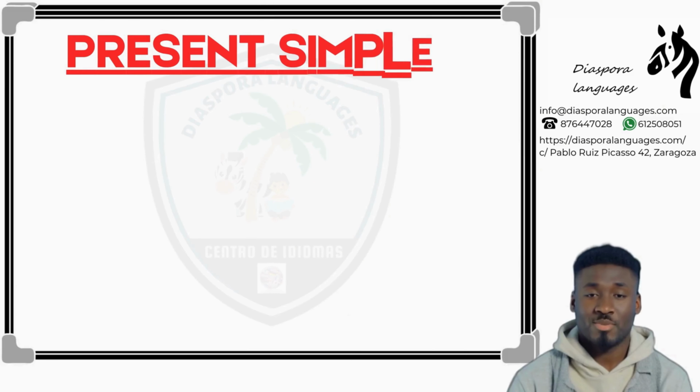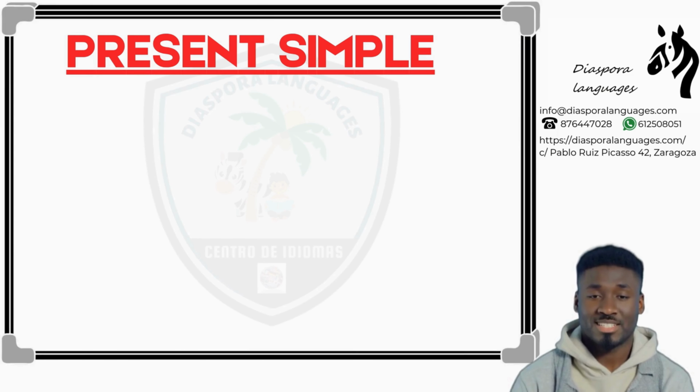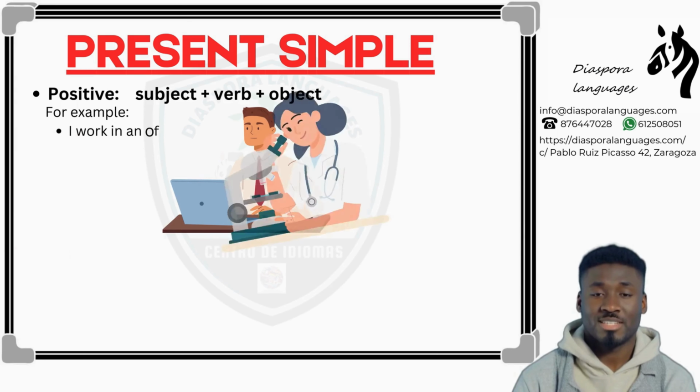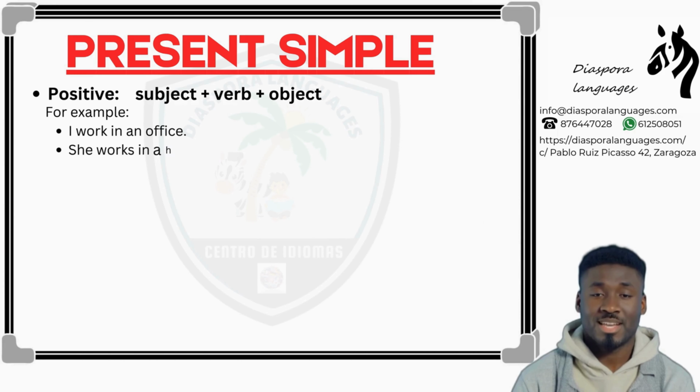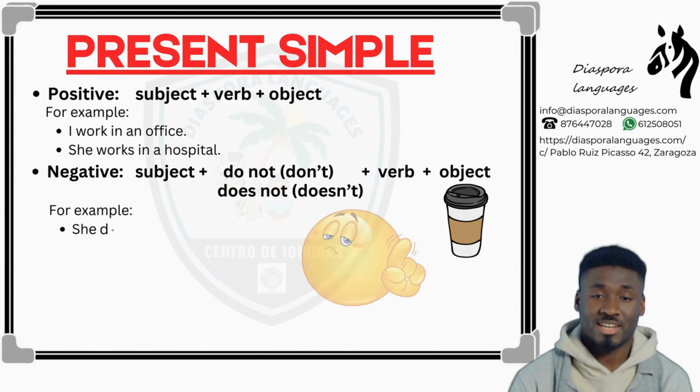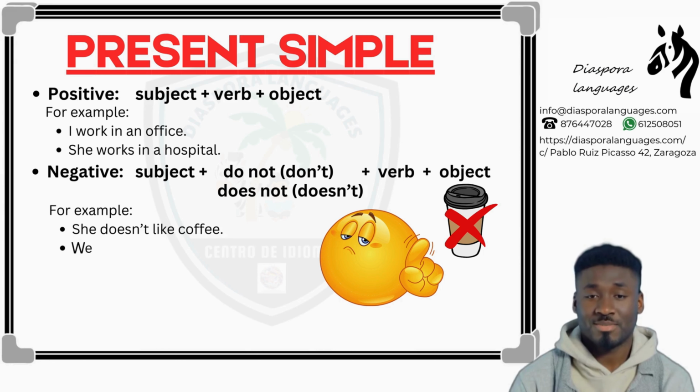Now that we know how to form the verbs, let's talk about sentence types. Positive sentences. We just use the subject plus verb plus object. For example, I work in an office. She works in a hospital. Negative sentences. To make a negative sentence, we use do not, don't, or does not, doesn't before the verb. That is, subject plus do or does not plus verb plus object. For example, she doesn't like coffee. We don't eat fast food.